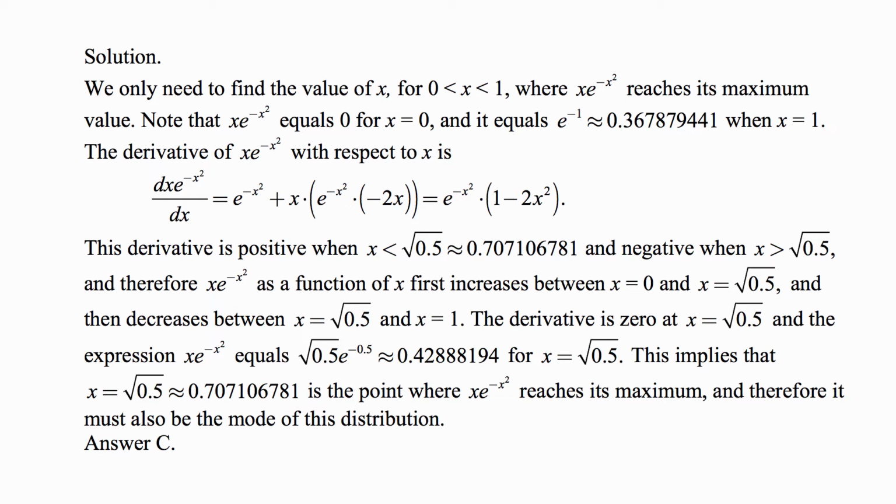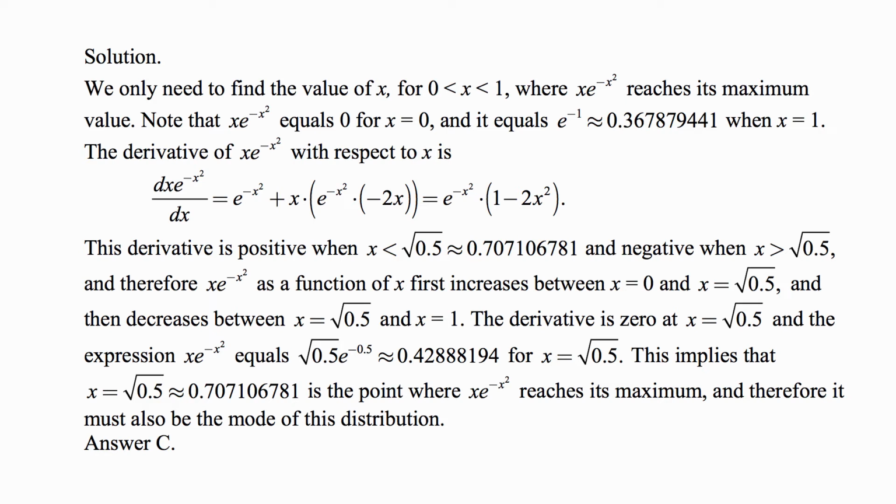Well, we note that x times e to the minus x squared equals 0 for x equal to 0, and it equals e to the negative 1, or approximately 0.367879441 when x is 1.